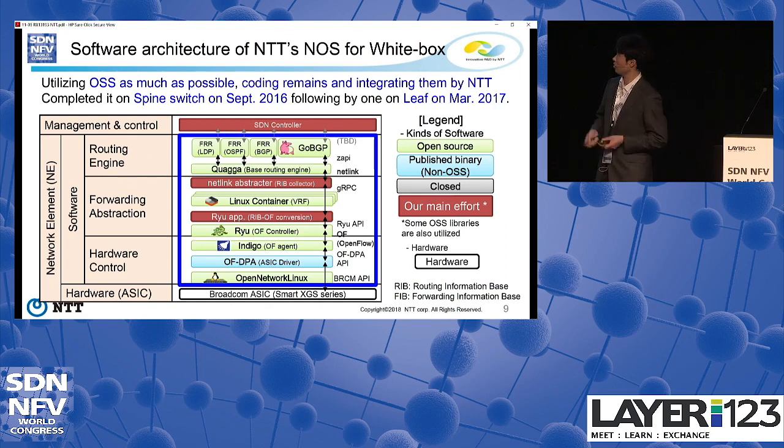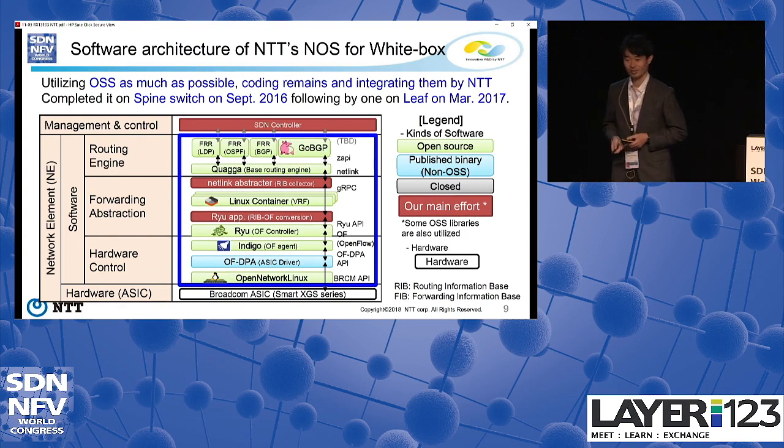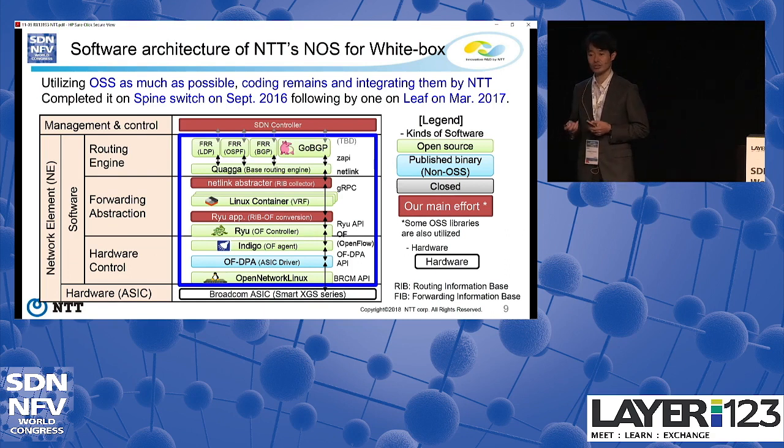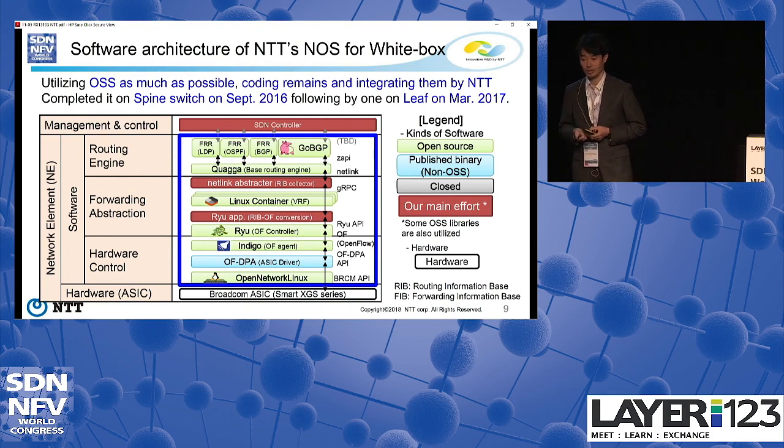So now we made our own network OS, as small as possible. About 2 years ago, we made just a P function, used in the spine switch of the disaggregated spine architecture. Then last year, we made a PE function on the leaf switch.